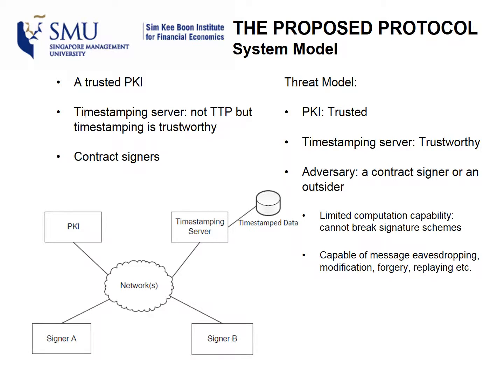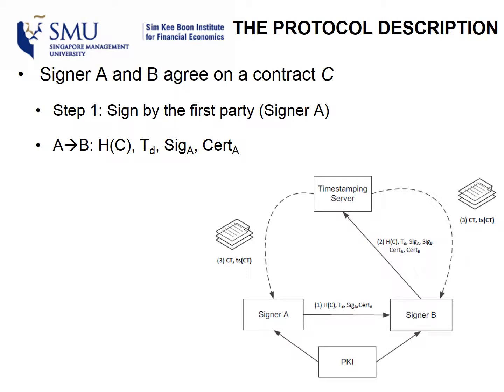We assume that the PKI is trusted, while the timestamping server provides a trustworthy timestamping service. The adversary could be a contract signer or just an outsider. It is assumed that the adversary has only limited computation capability, so it cannot break the signature algorithm used in our scheme. The adversary has full control of the communication channel, so it is capable of message eavesdropping, modification, forgery, replaying, etc.